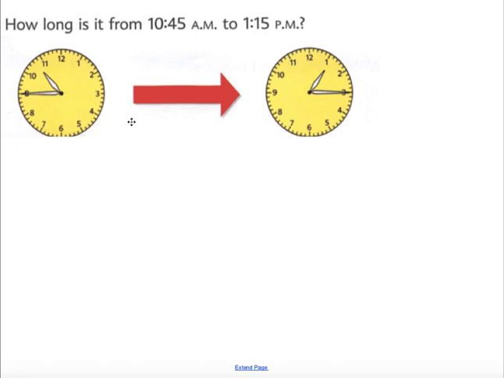Okay, let's do the same thing here. How long is it from 10:45 a.m. to 1:15 p.m.? Now notice we're going from a.m. to p.m. and our hours are different and our minutes are different. So pause, make your number line, and let's see what you do. Okay, if you're ready, you press play, then you're ready for your answer.